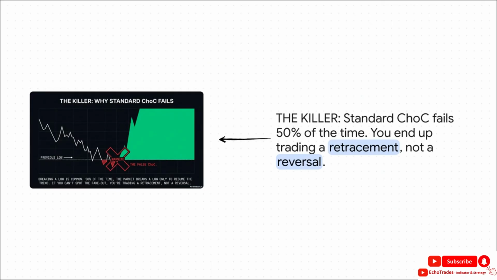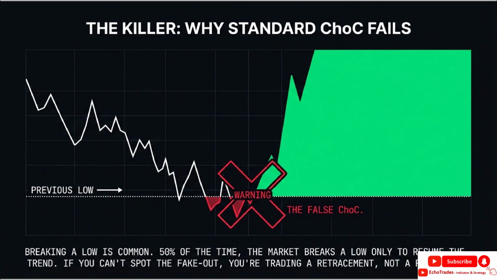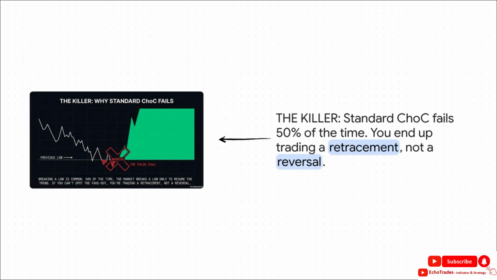And here it is. This is the killer problem. A standard change of character, it fails about 50% of the time. I mean, that's literally a coin flip. You're just guessing. What happens is you get a false ChoCH. The market breaks that little low, sucks you into a short position, and then whoosh, it just continues the original uptrend. You weren't trading a reversal. You were trading a tiny little pullback.